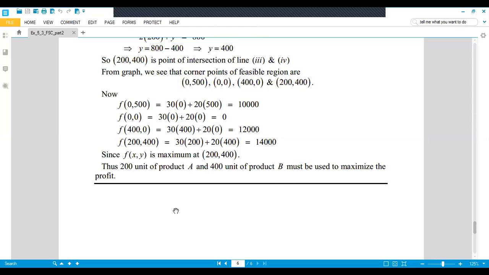So this was the last question of chapter number 5. I hope you will understand it. Try to practice these questions, and this exercise 5.3 is very, very important. Mostly one question comes in the board exam from chapter number 5, especially from exercise 5.3. So try to practice these questions.